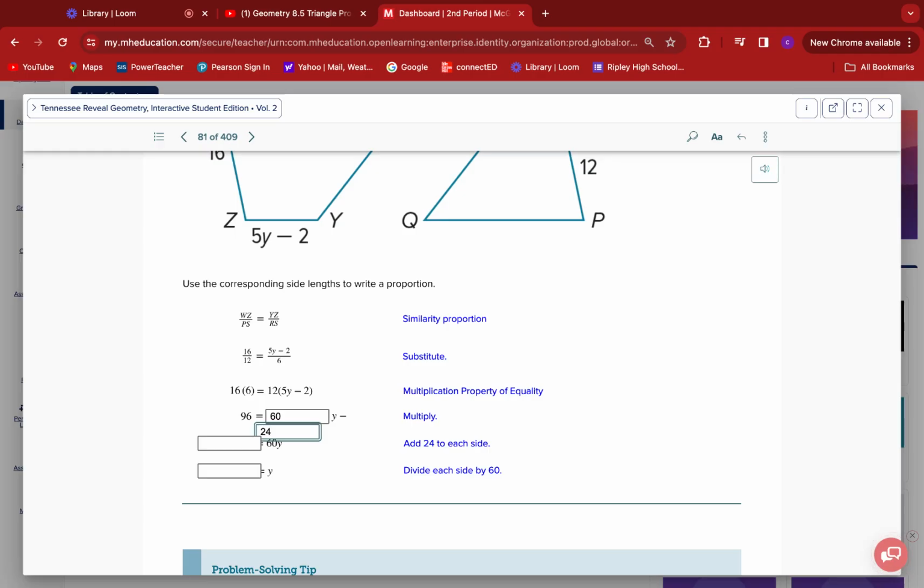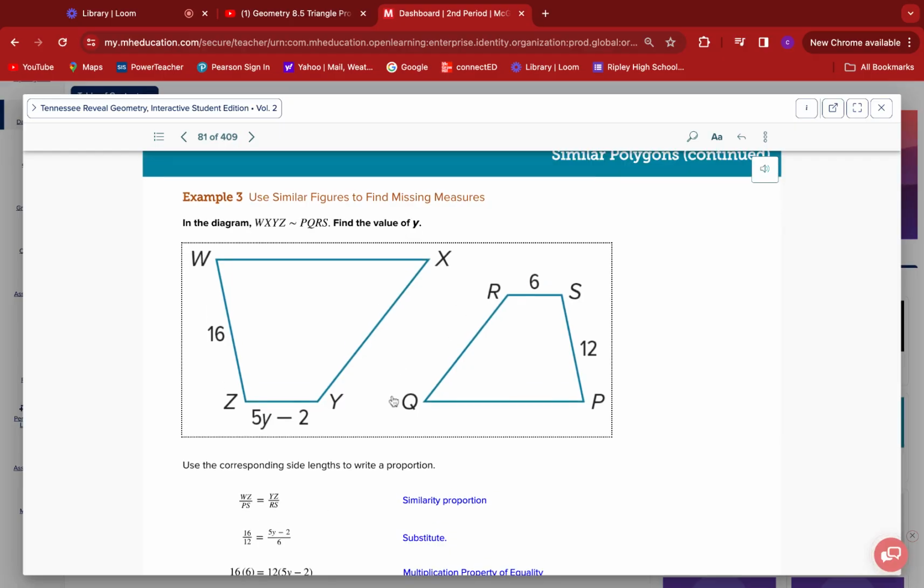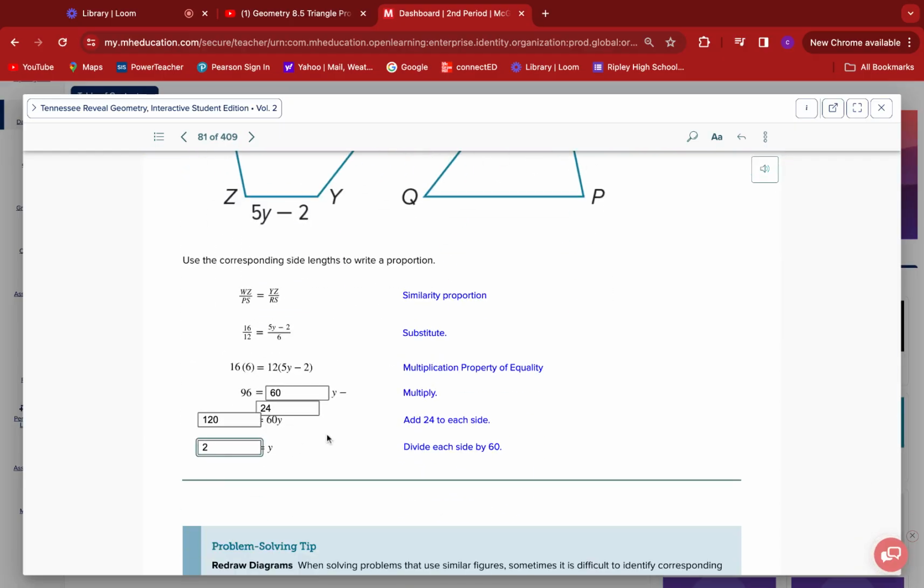Okay, let's see what we got here. We're going to add 24 to the opposite side because we have a minus 24. So the inverse operation is to add 24 to the 96. What's 96 plus 24? 120. The opposite of multiplying by 60 is dividing by 60, and 120 divided by 60 is 2. All right, so the answer, find the value of y: y is 2.